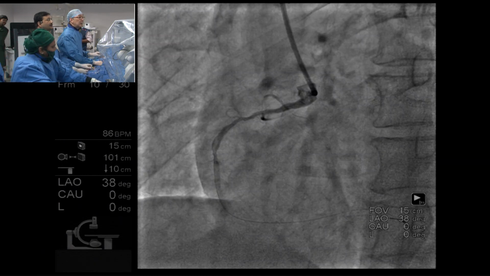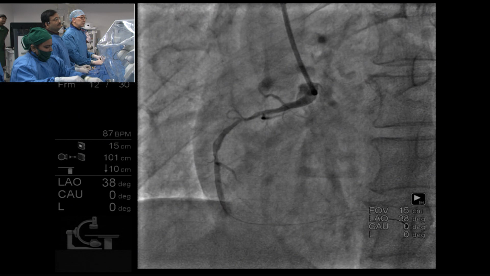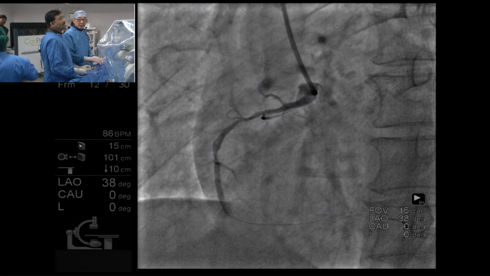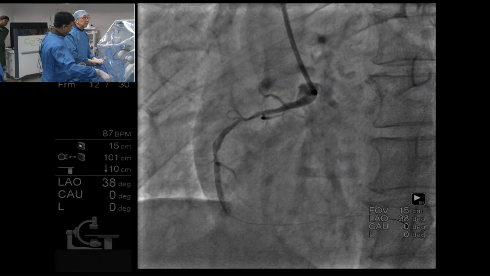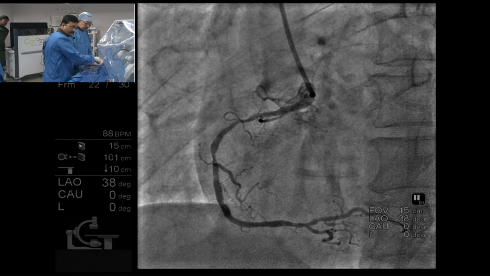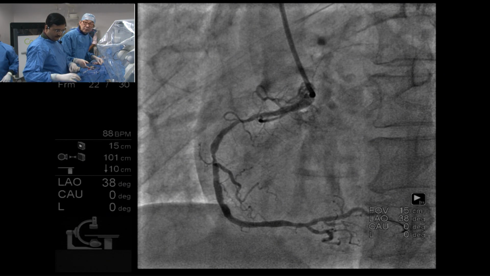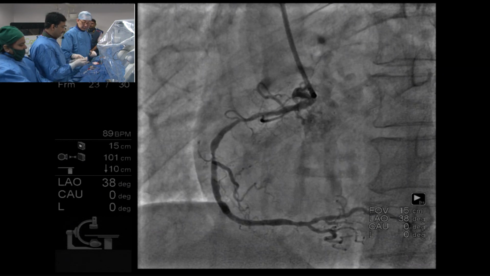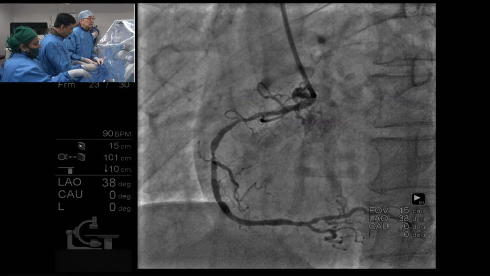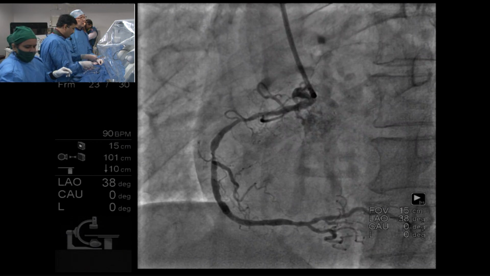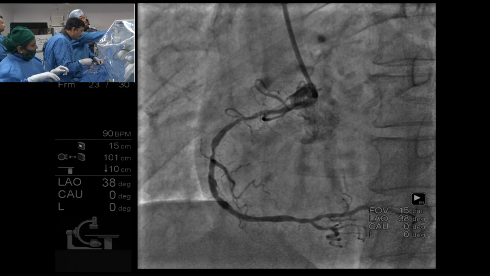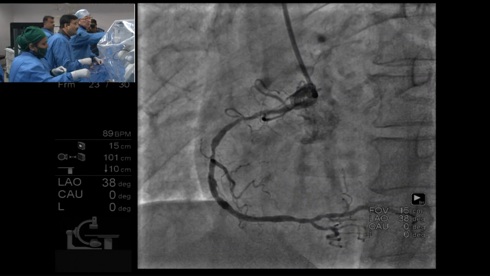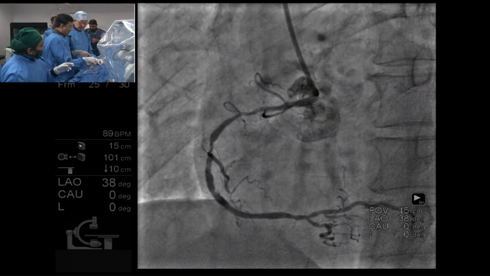Okay. Now, two stents or one stent? I'd probably say one stent. You can IVUS it. Let's see. It's a very long lesion. Very, very long. I think we start from all the way down and then see. Probably two stents, right?